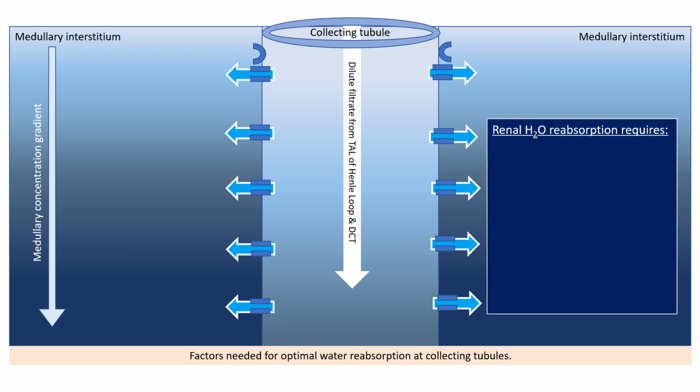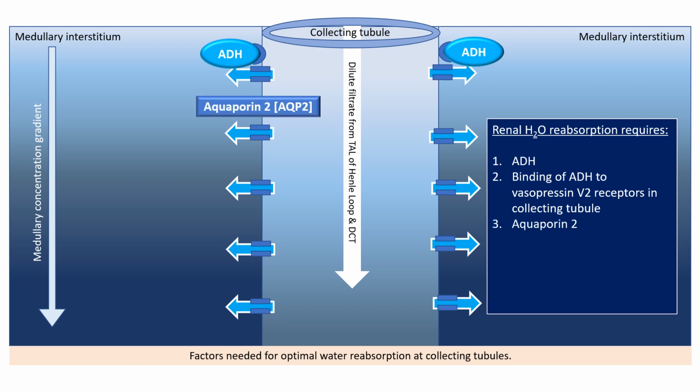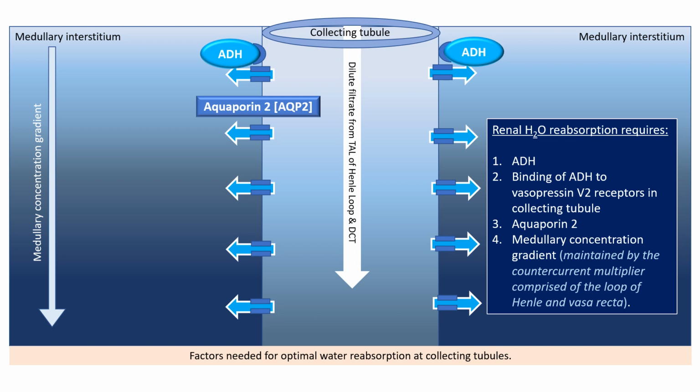So far, we've mentioned that renal water reabsorption requires ADH binding to vasopressin V2 receptors to increase aquaporin 2 expression. Mutations of V2 receptors or aquaporins can result in defective water reabsorption, thus excessive water excretion. The fourth factor that is needed for effective water reabsorption is a high medullary concentration gradient.